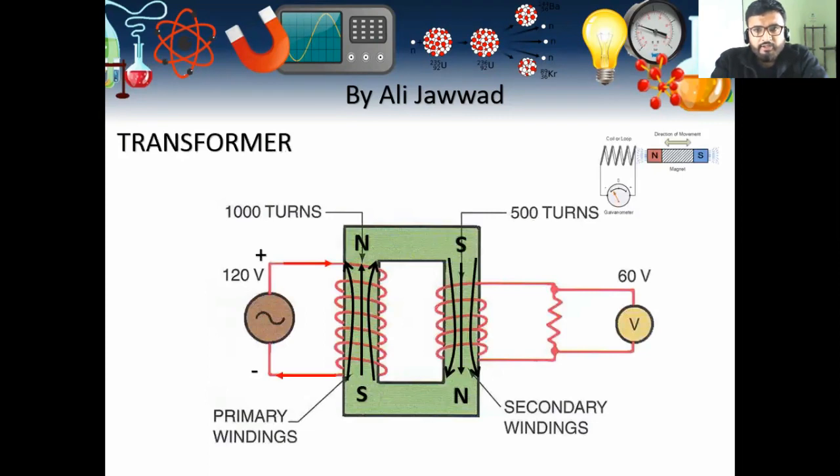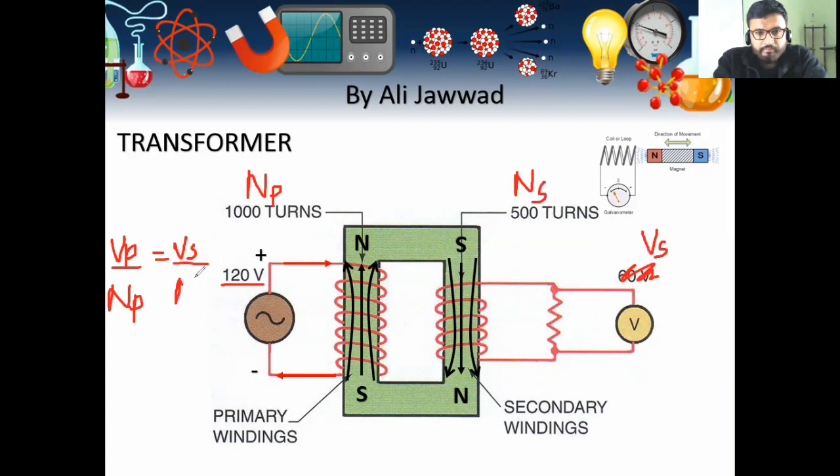now let us try to apply the voltages. Suppose that we do not know the voltage in secondary. So this will be the number of turns in secondary, this will be the number of turns in primary, and this is the voltage in primary. So voltage in primary divided by the number of turns in primary is equal to the voltage in secondary divided by the number of turns in secondary. So moving the number of turns in secondary to the other side, we will get Vp over Np multiplied by Ns is equal to the voltage in secondary.